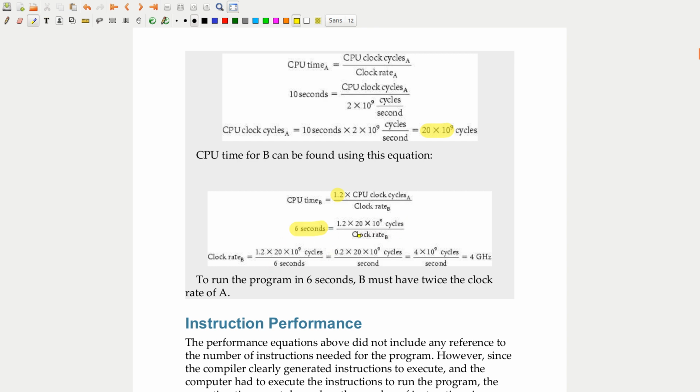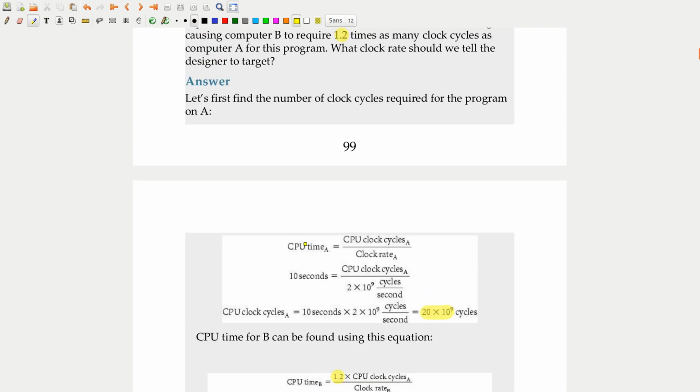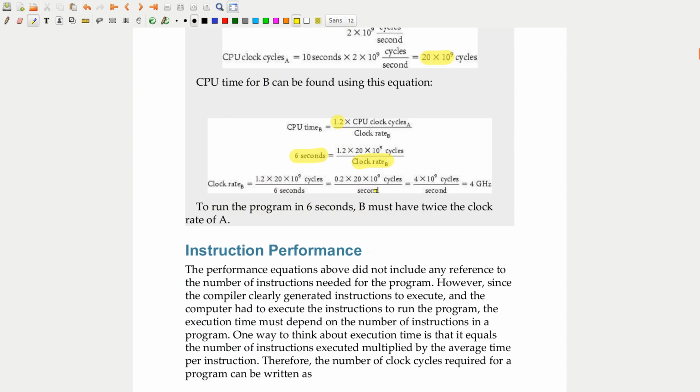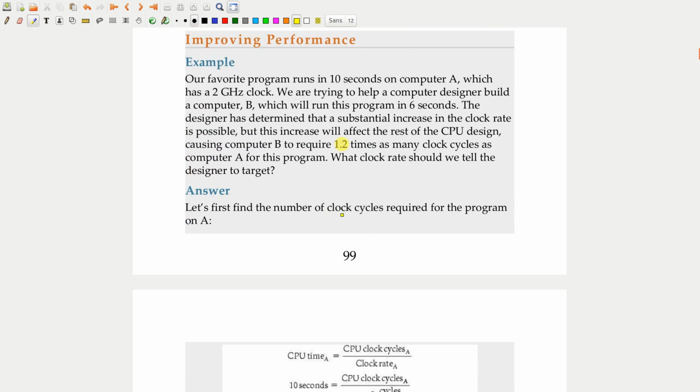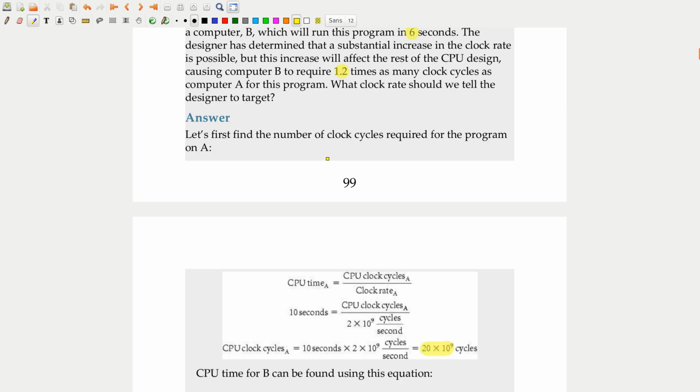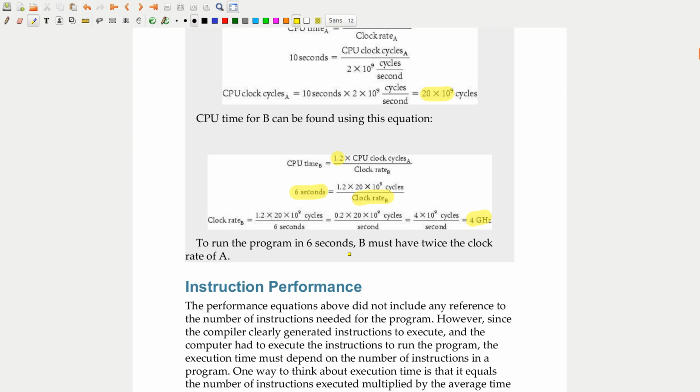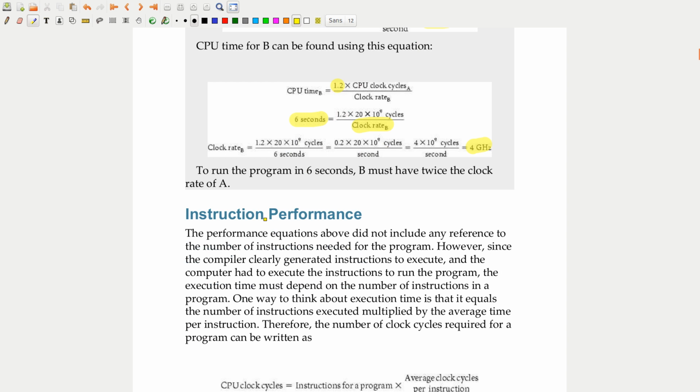Then we solve now for clock rate. Here we had the clock rate of 2. Here we're finding it. And so then we can shuffle some things around, and we find that we need a 4 gigahertz clock in order to improve the performance by 40%. So to go from 10 seconds to 6 seconds, we need to double the frequency. So that's a pretty steep penalty, really. As far as power goes, you're going to have wild power increases if you're doubling the frequency like that. That's a very tough thing.